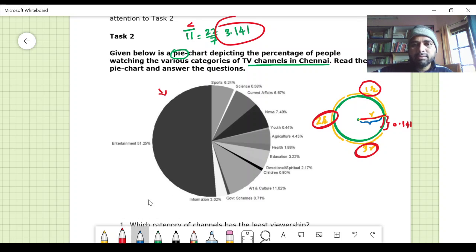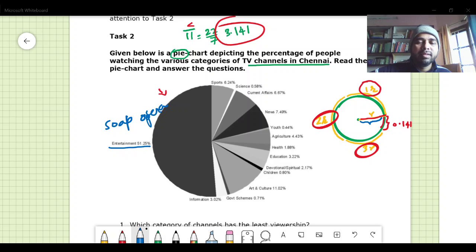Okay, coming back here, the people who watch the entertainment channel are about 51.25%. This we call a soap. What is meant by a soap? If you apply soap, it is slippery, and as long as you keep rubbing, it is always slippery. So a soap opera is some kind of entertainment that doesn't actually give you the exact objective.